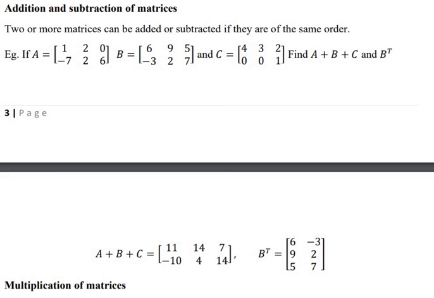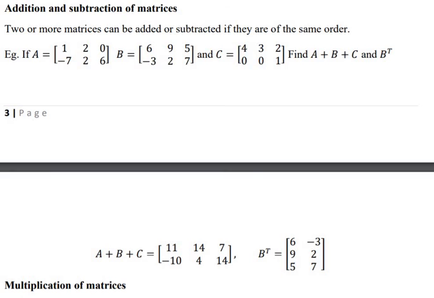If matrix A is equal to 1, 2, 0, minus 7, 2, 6, B equal to matrix 6, 9, 5, minus 3, 2, 7, and C equal to matrix 4, 3, 2, 0, 0, 1. You are asked to find A plus B plus C and B transpose. Here, addition of these three matrices is possible because all three matrices have the same order, namely 2 by 3. So if you are adding the matrices, it is denoted as A plus B plus C.